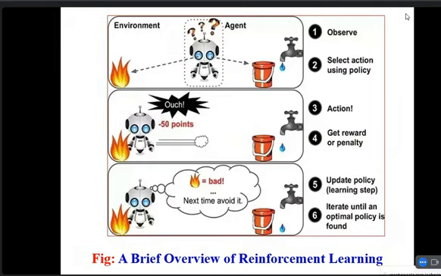Now, can you explain this example? I have already explained. Can you explain this example? What is the analogy of reinforcement learning? Yes, sir. In this picture, there is an agent. The agent is programmed to do certain tasks. For example, on the left-hand side there is a fire, and on the right-hand side there is a bucket with water.